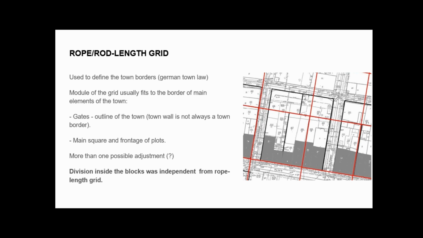So, if we're still talking about this modular analysis, after we already established what probable foot standard were used, the second step is just to fit this modular grid to the town plan. And of course, there are some very important elements in the town which the grid should be fitted to. That's why we consider the main square, the frontage of plots, and the gates which actually outline the old town. So when we try to fit this grid geometrically, we have to just focus on these elements.